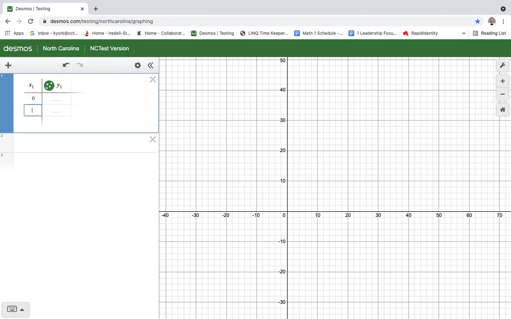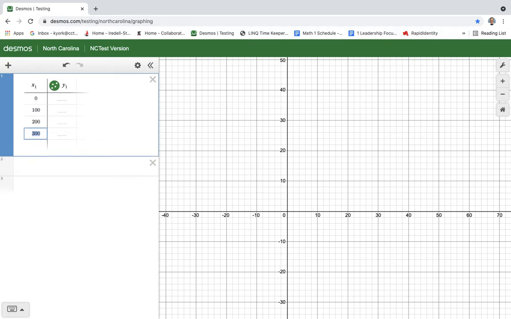So we have 0, 100, 200, 300, 400, and 500. Then the height at those feet is 160, then we have 114 and 4/10, then 77 and 6/10, 49 and 6/10, 30 and 4/10, and then 20.